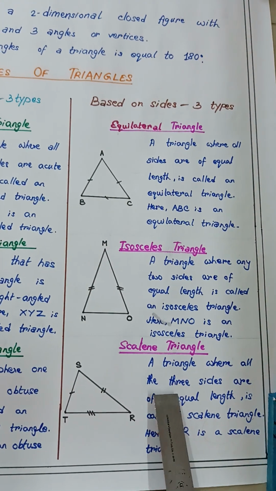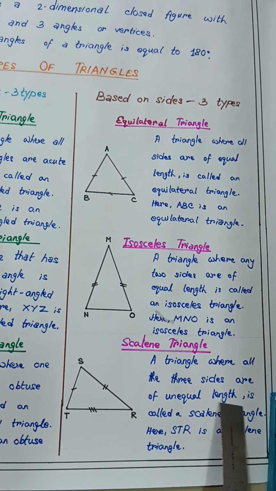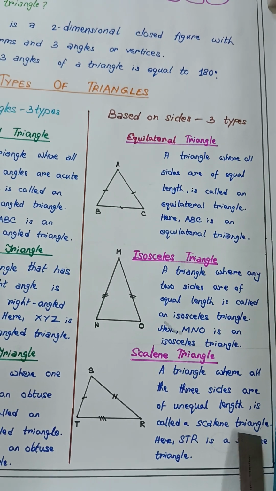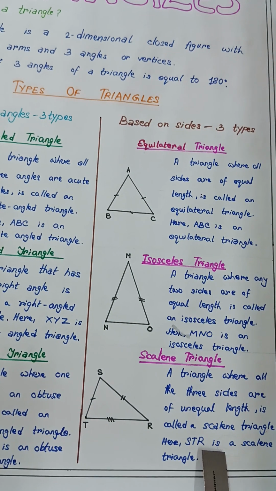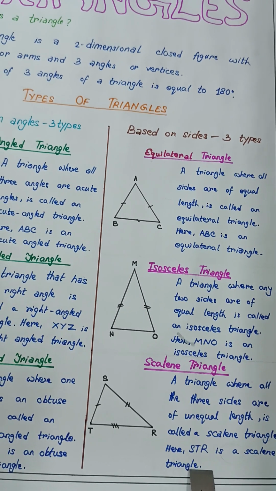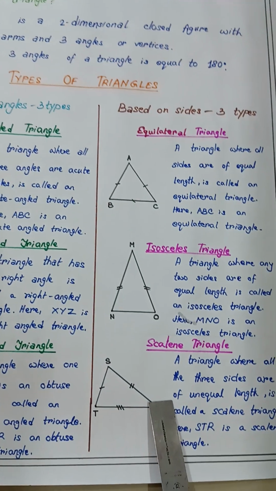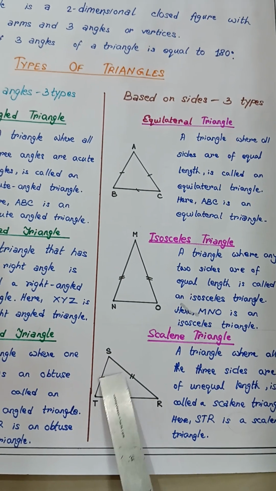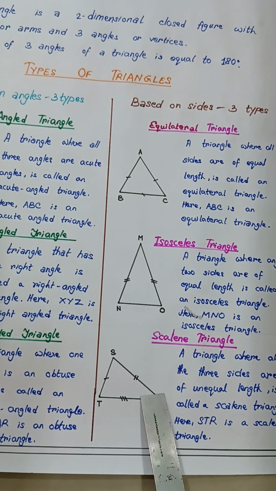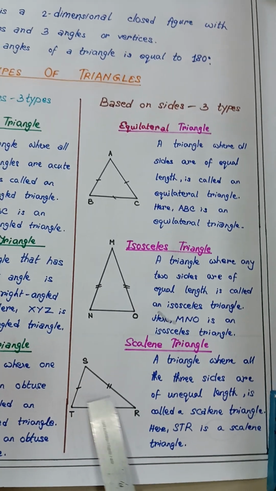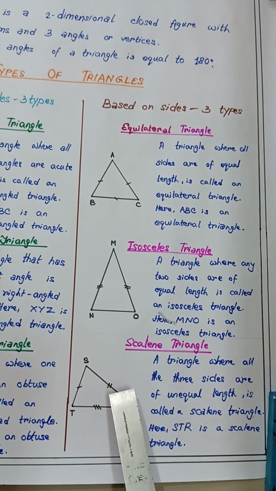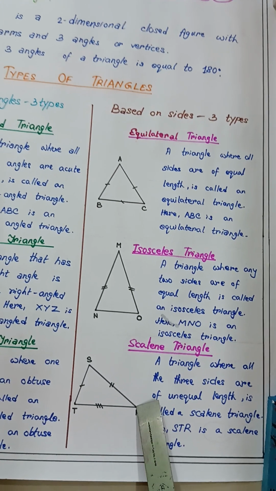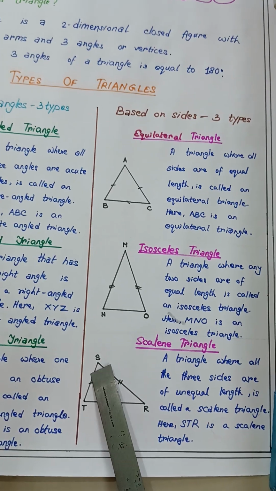A triangle where all three sides are of unequal length is called a scalene triangle. Here in the figure, STR is a scalene triangle. Now students, follow. ST, TR and SR, these three line segments form this triangle STR, which is a scalene triangle where ST is not equal to TR, which is not equal to SR.